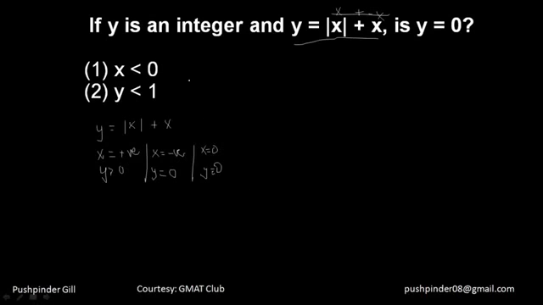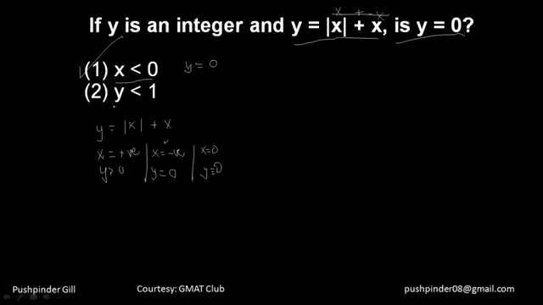Now statement number 1 tells x is negative. When statement number 1 tells me that x is negative, this clause gets activated. That means definitely I know that y is equal to 0. That means statement 1 gives me the answer. That is what it's asking: is y equal to 0 or not? I'm sure y is equal to 0.